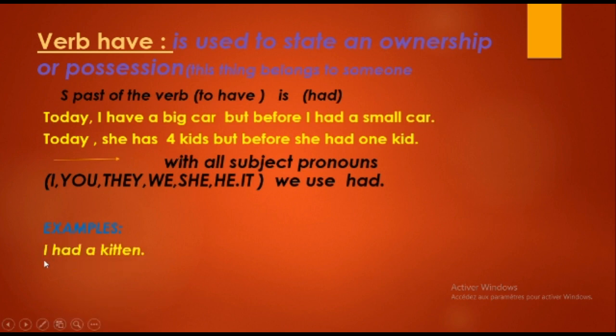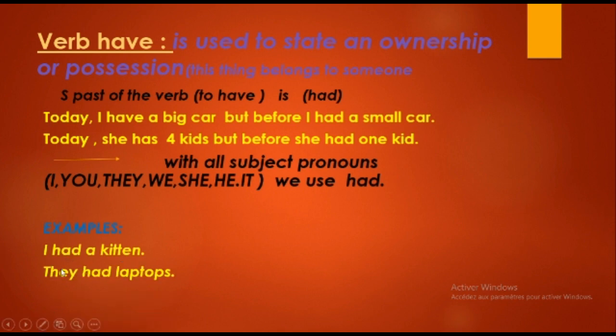Look at the example number 1. I had a kitten. Now, let's conjugate this sentence with all subject pronouns. Yes, I had a kitten. With you now, you had a kitten. With they, they had a kitten. With we, we had a kitten. With she, she had a kitten. With he, he had a kitten. Now with it. Okay, it had a kitten. Yes, let's move to another example.